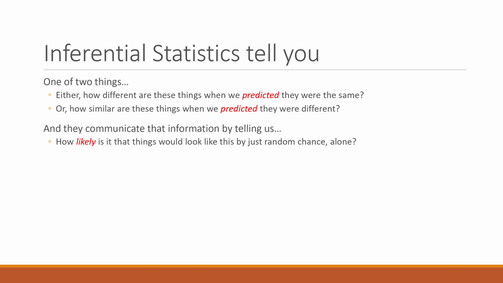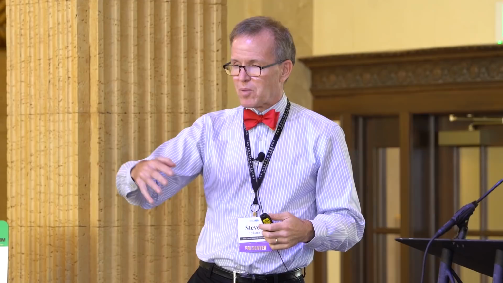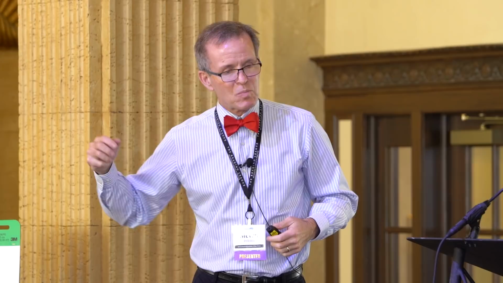So inferential statistics communicate this information by telling us how likely it is that things would look this way by random chance alone. How likely is it that things would look this way by random chance alone? For instance, if I had a big bin of ping pong balls, half black and half white, and I just started pulling balls out randomly, not cheating, and you started sorting them out.